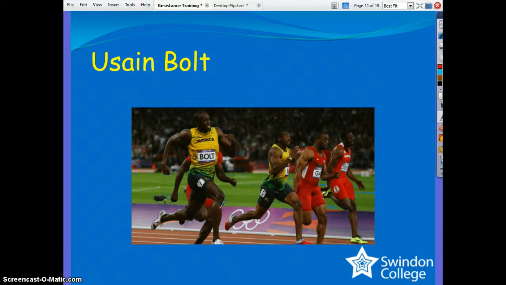A prime example of this would be Usain Bolt. The amount of power that sprinters can produce is phenomenal. If you have a look at their arms in that picture there, they'll be able to generate power through the muscles in the arms, the legs, and the whole body is designed to generate power.